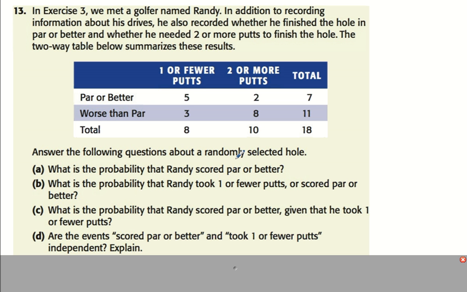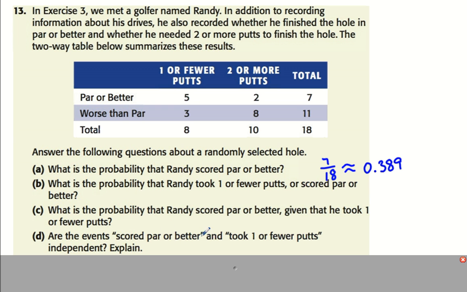The probability they scored par or better in general would be this column, 7 out of 18, because it didn't give us any condition. And because we're going to be dealing with different denominators, it's always nice to put it in terms of a decimal. It sort of levels things out for us. That works out to be 0.389.